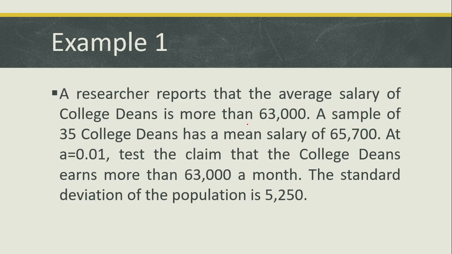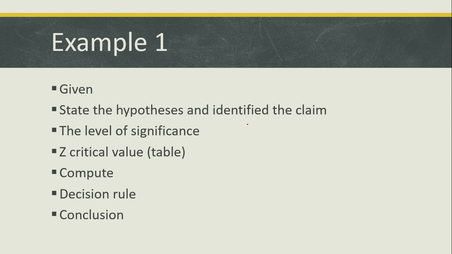Okay, ito yung mga hahanapin natin. So, we will be having 7 steps to answer example number one. First thing that we will be doing is to identify the given. Much better kung isusulat agad yung given para hindi na kayo babalik doon sa mismong word problem. After that, you will be stating the hypothesis and identifying the claim: the null hypothesis and then the alternative hypothesis. Depende sa given, alin po doon yung kiniklaim natin o yung gusto nating patunayan.